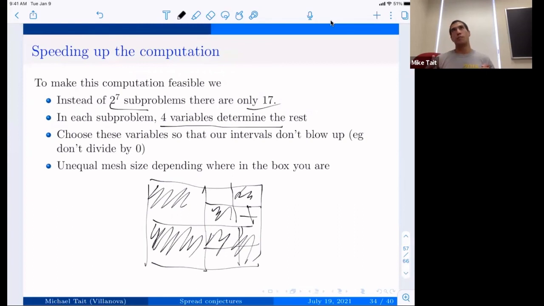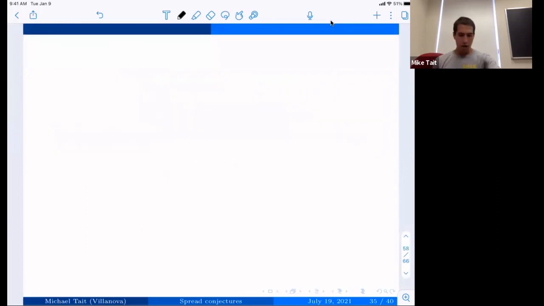And so at some point we have to get mesh sizes as small as 1 over 2,500, but we don't have to do that for the entire search space. And so this computation runs, I want to say, 2 hours on a laptop. So we're not using supercomputers or anything. Okay.